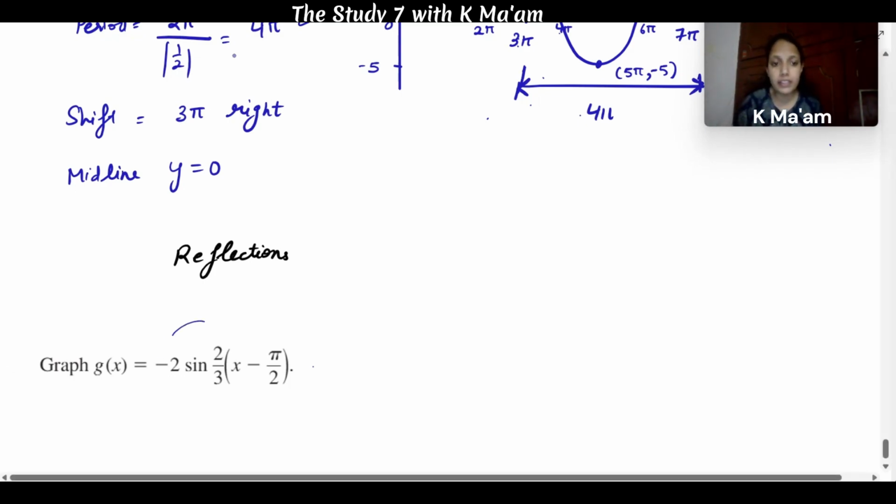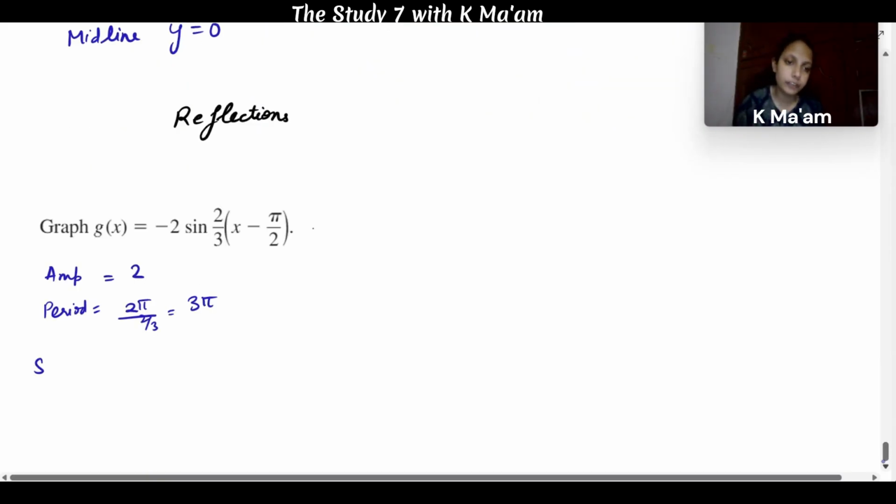So everything remains the same. You can find amplitude. I'm directly writing absolute value of -2 is 2. Period. Period of the function is 2 pi over absolute value of 2 by 3. So you will get 3 pi. Period is 3 pi. Shift is pi by 2 units right. Then midline is 0, y equals 0.